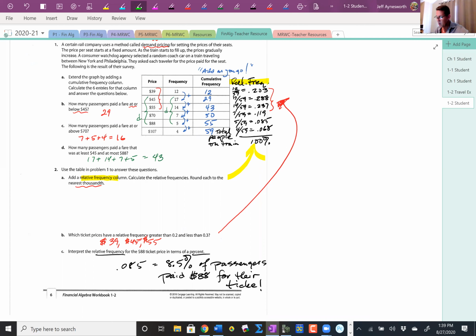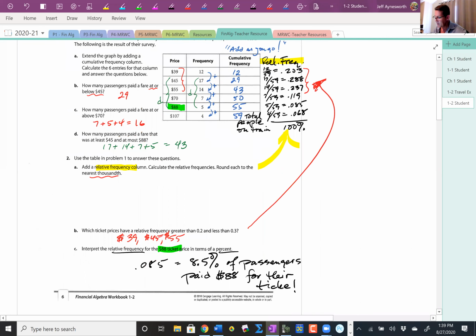Okay. So look at the table. Can you see my screen? Look at the table and let's find an $88 ticket price. It's right here. See in green? Maybe get a little bit bigger here. Okay. And it has a relative frequency of 0.085 right here.